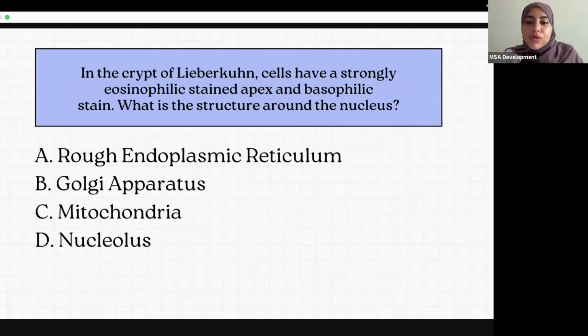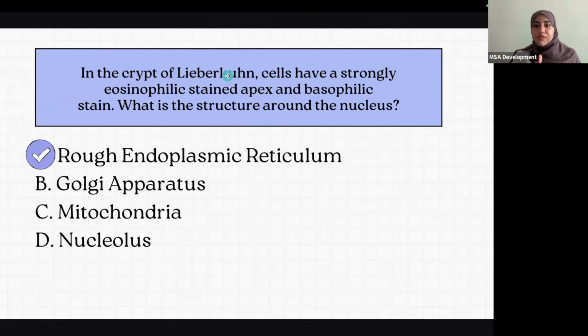Okay, in the crypts of Lieberkühn, cells have a strongly eosinophilic stain at the apex and a basophilic stain. What is the structure around the nucleus? This is just basic histology, but they're talking about Paneth cells, by the way. In the crypts of Lieberkühn at the end, there's Paneth cells, and they're very high in rough endoplasmic reticulum. I think I wrote it down, but yeah.